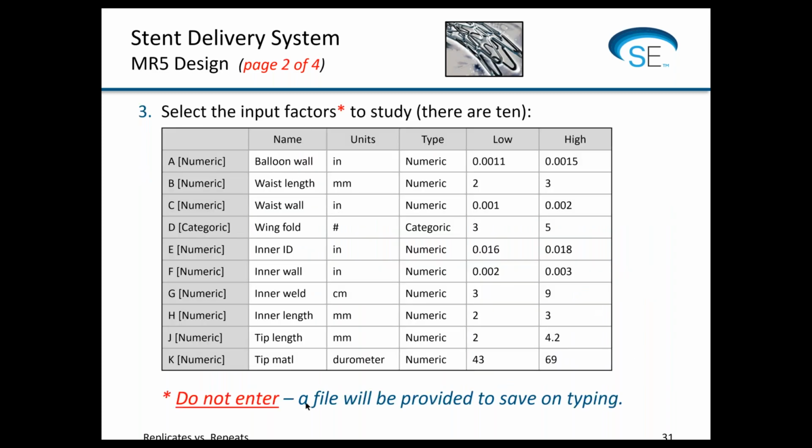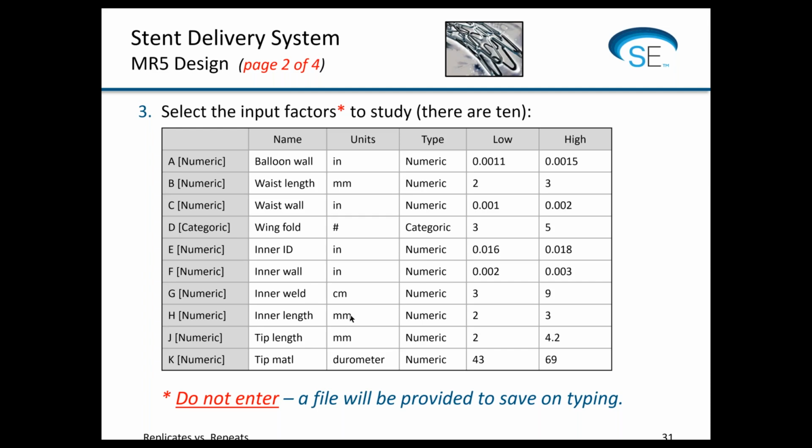Okay, so here are the factors. These are a number of factors. They're talking about the balloon wall thickness, the waist length, the waist wall, the wing folds. When you fold that balloon up, you can fold it, if you think of 3 wings or 5 wings, and the inner diameter. So all of these, for us, it's not too important.